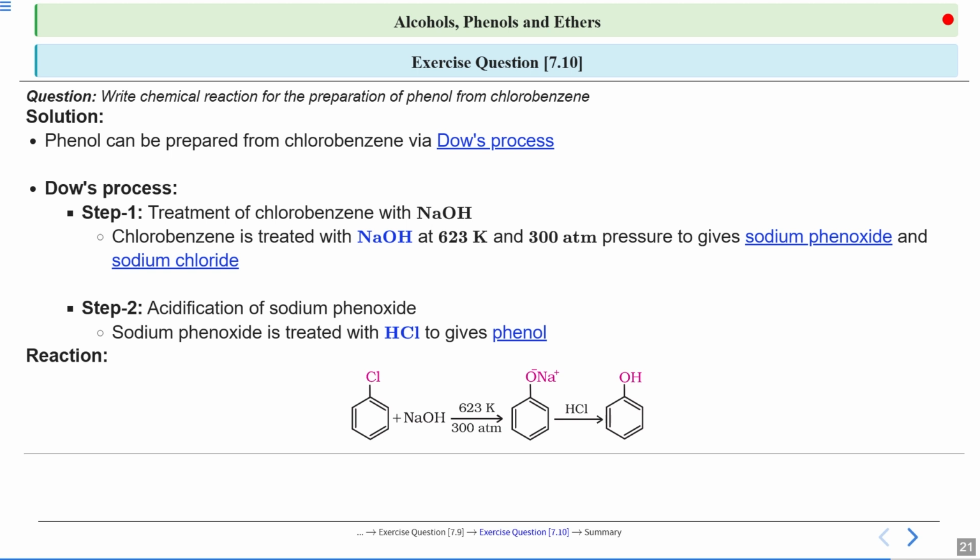Why is that? Because if an electron withdrawing group is present at the ortho and para positions, it is going to withdraw electrons from the benzene ring and make the carbon to which the halogen was attached more electrophilic. It will be easier for the nucleophile to attack that carbon, and you will get an intermediate. Then acidification of the intermediate gives us phenol.